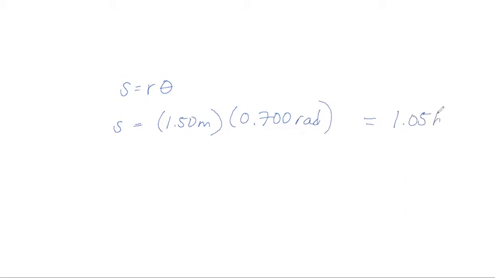Okay, now finally question C says, the angle between two radii of a circle with radius 1.5 meters is 0.700 radians. What length of arc is intercepted on the circumference of the circle by the two radii? So S is going to be equal to R theta, which is 1.50 meters times 0.700 radians, and we're going to get 1.05 meters, and that is problem 9.1.